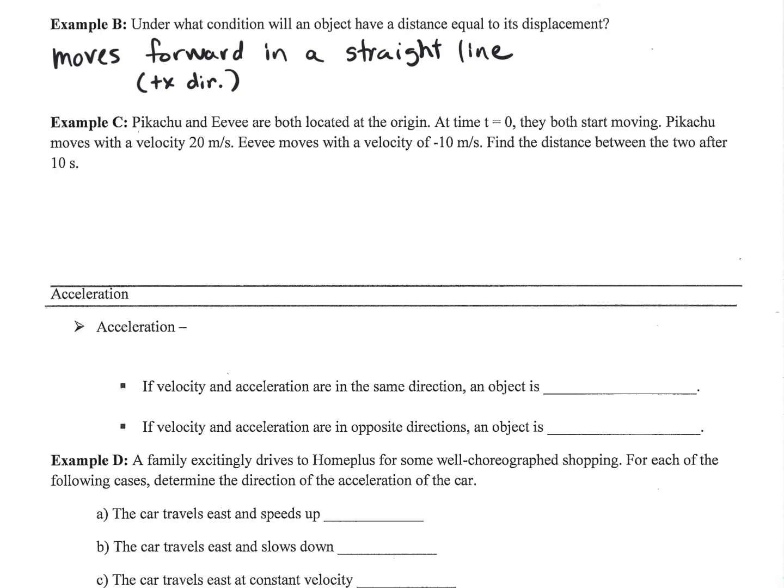Look at example C. It says Pikachu and Eevee are both located at the origin. At time t equals 0, they both start moving. Pikachu moves with a velocity of 20 meters per second. Eevee moves with a velocity of negative 10 meters per second. Find the distance between the two after 10 seconds. Going backwards, 10 meters per second. They move fast. Oh, they're Pokemon.